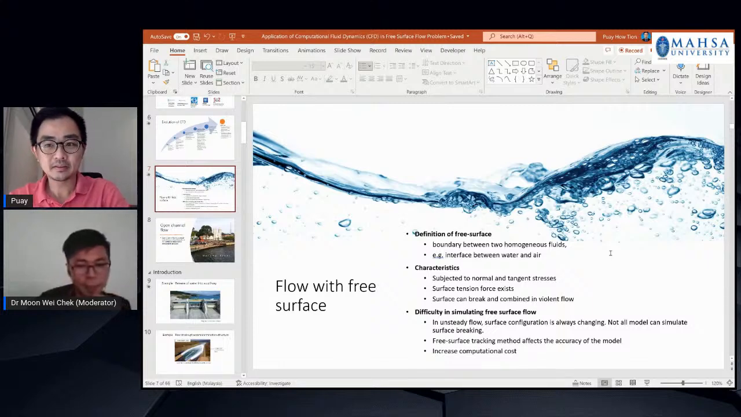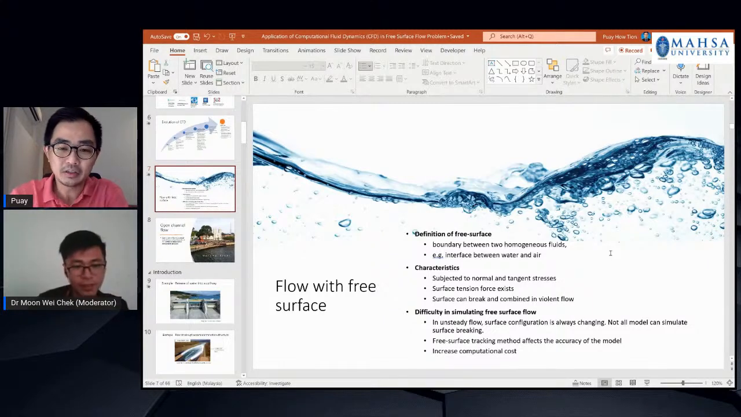Okay, so what is free surface? Free surface is the boundary between two homogeneous fluids, for example, between air and water here. The characteristic of a free surface is that it is always subjected to normal and tangential stresses. Surface tension force exists on the surface, and the surface can break and combine in the case of a violent flow.